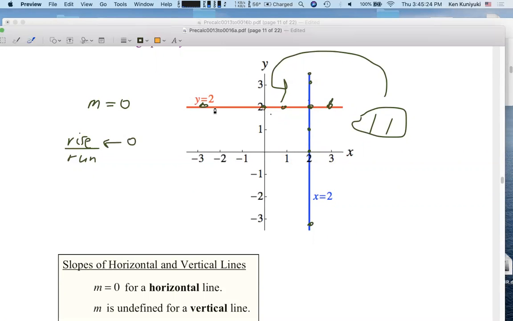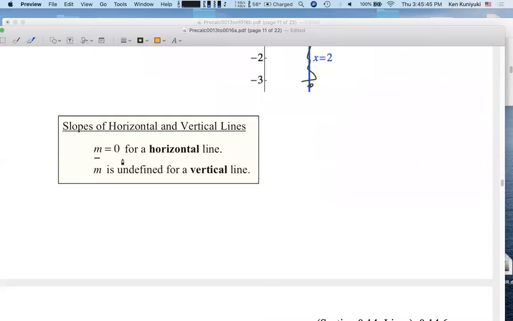The run can always be taken to be positive. However, for a vertical line, remember Mr. Slope Guy? The slope is undefined because the run is always 0 on a vertical line. The slope is 0 for a horizontal line. The slope is undefined for a vertical line.